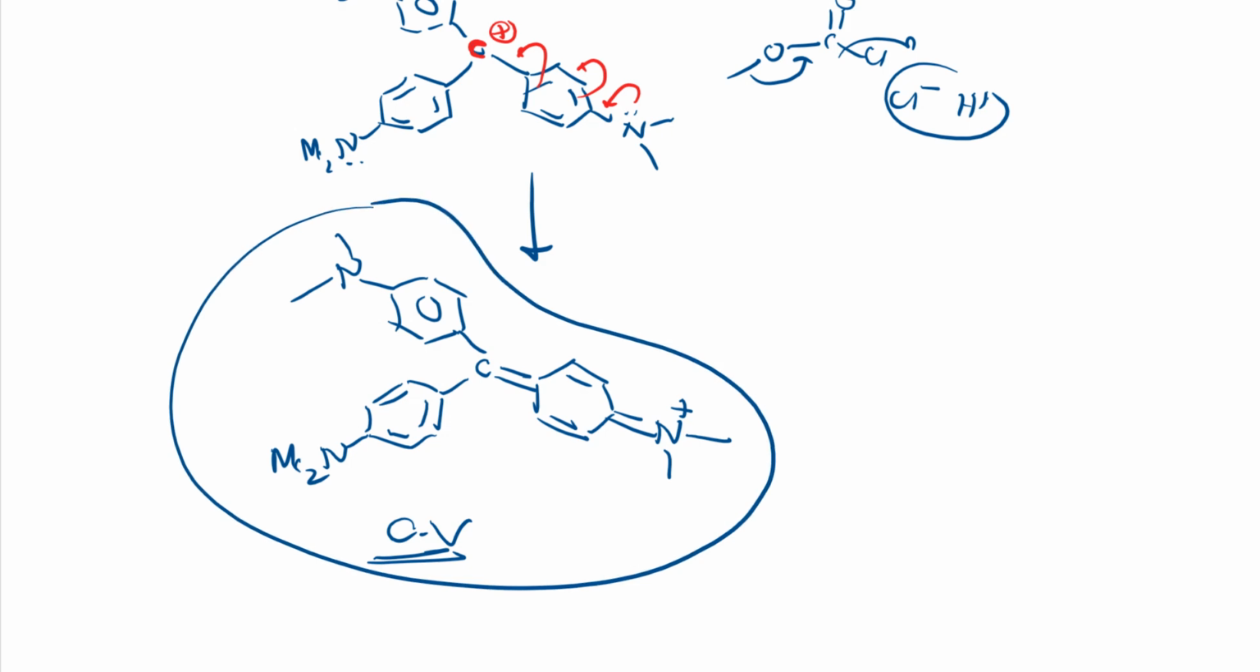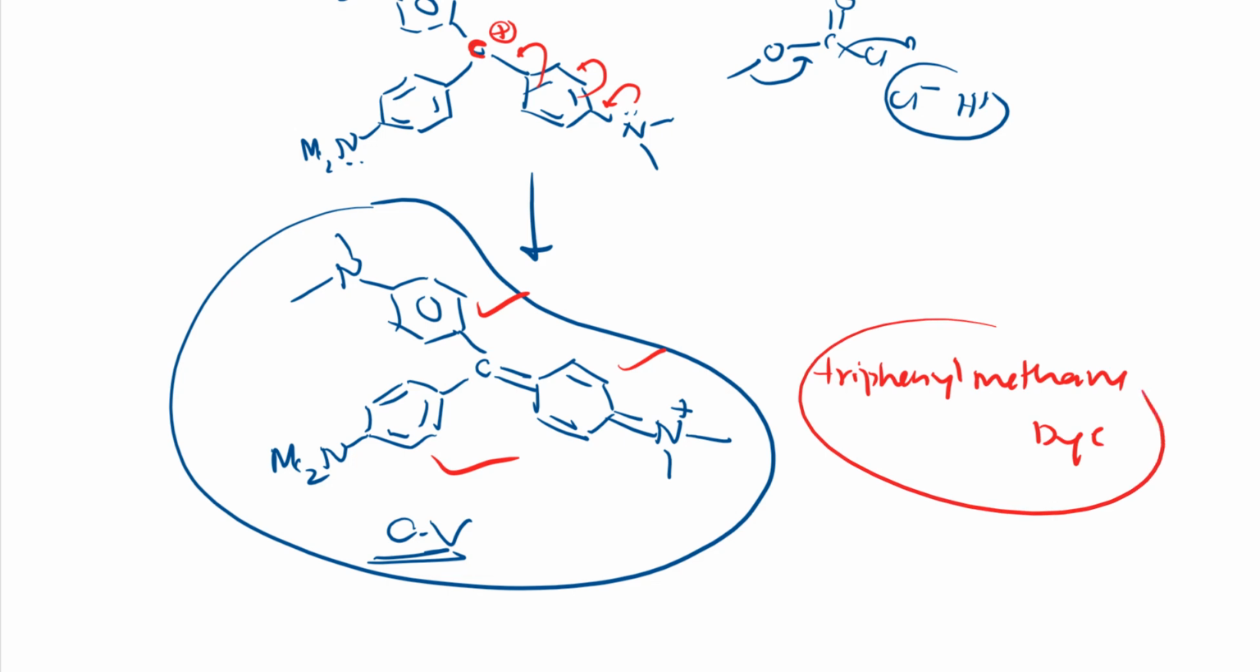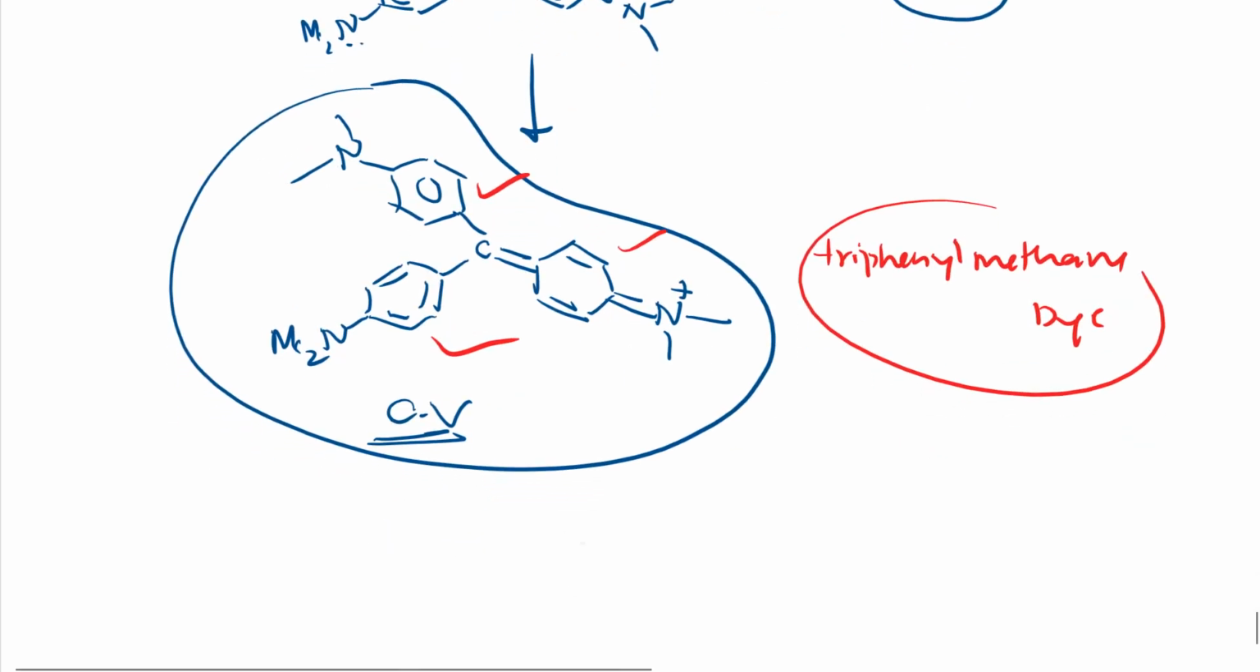Since here in crystal violet it has got three phenyl groups, this also belongs to the family of what they call triphenylmethane dyes. So it belongs to the family of triphenylmethane dyes. So it is used as a direct dye, right?